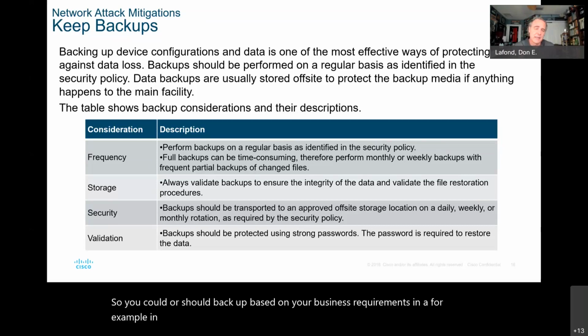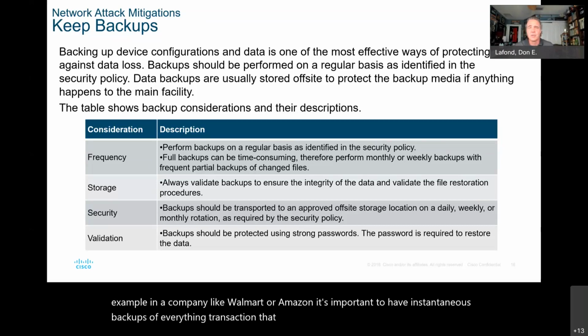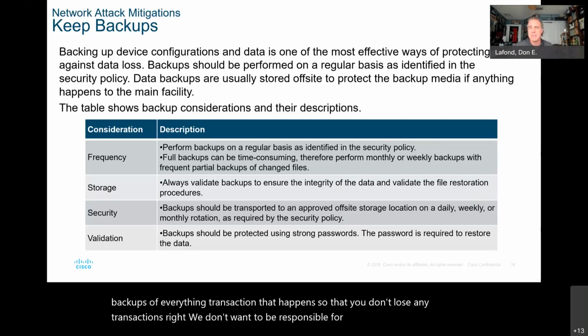In a company like Walmart or Amazon, it's important to have instantaneous backups of every transaction that happens, so that you don't lose any transactions, right? We don't want to be responsible for lost sales. So it has to be backed up immediately.